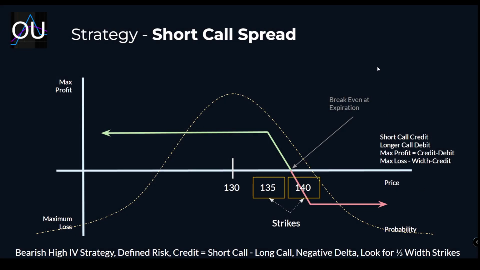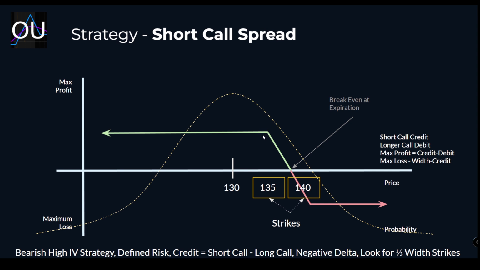Let's look at the short call spread. The opposite of a bull call spread would be a short call spread. The difference here is we're selling options and it's just flipped around. We're doing mostly selling, and it's a high IV strategy. On the short call spread, you want high IV, because you're going to be selling the 135 call and buying the 140 for protection. So you want the premium that you're selling to be as high as possible.